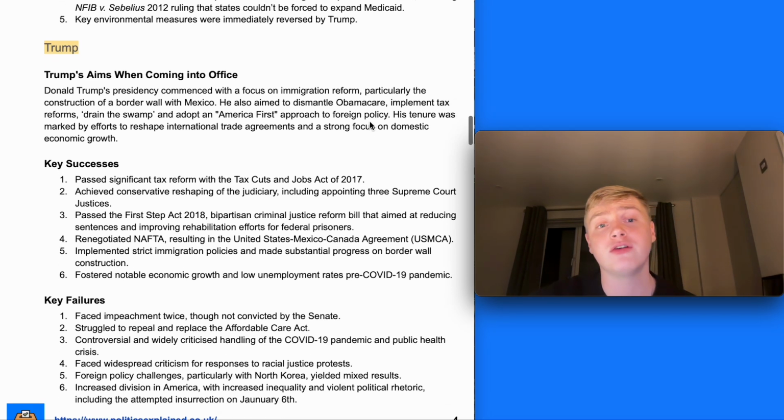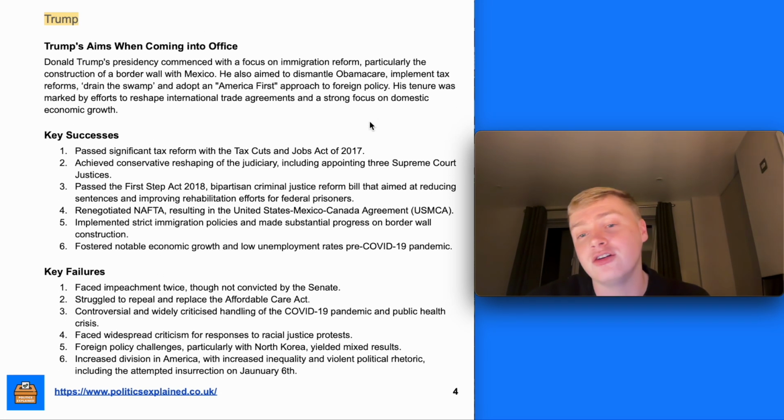Trump's presidency commenced with a focus on immigration reform, particularly the construction of the border wall with Mexico. He also aimed to dismantle Obamacare, implement tax reforms, drain the swamp, and adopt an American-first approach to foreign policy. His tenure was marked by efforts to reshape international trade agreements and a strong focus on domestic economic growth.